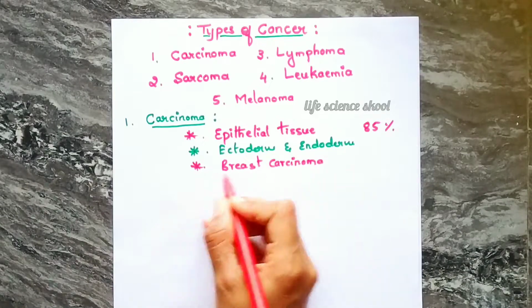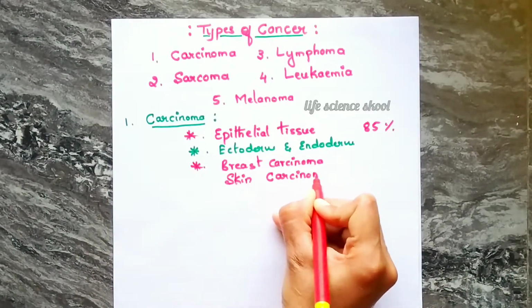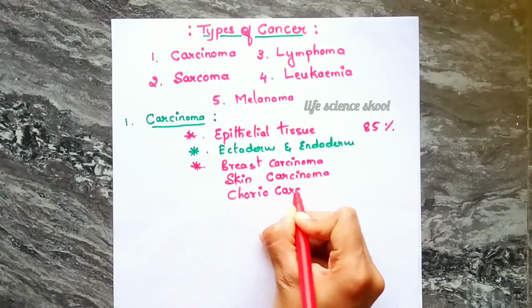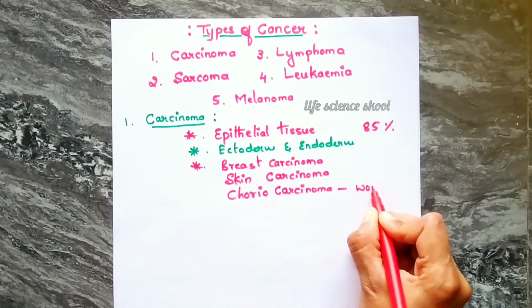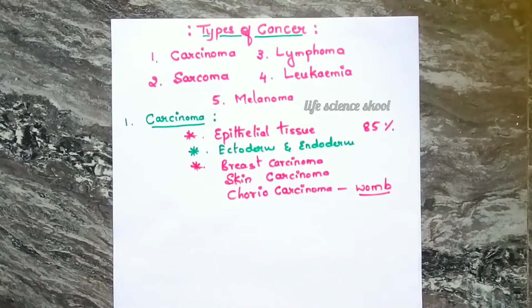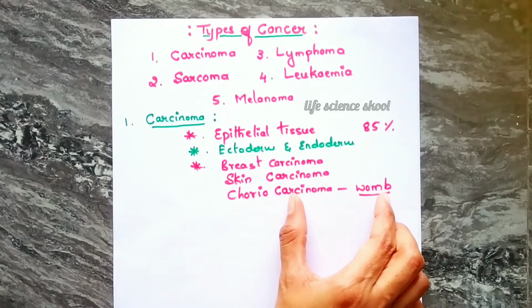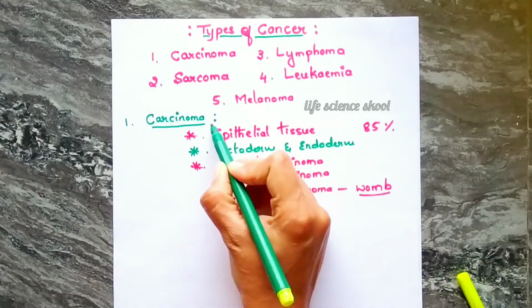And then the next example, skin cancer, skin carcinoma. And then the next one is choriocarcinoma. This is about the womb, the uterus. There you can find this cancer. Actually, in short, you can say it is the cancer of the placenta. And the main point you have to remember here is epithelial tissue.